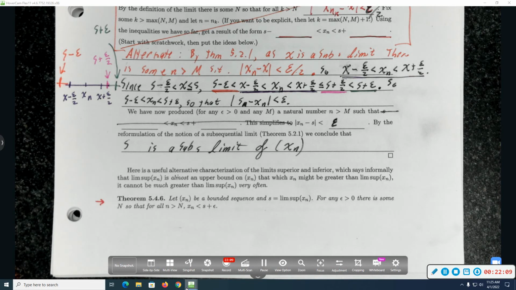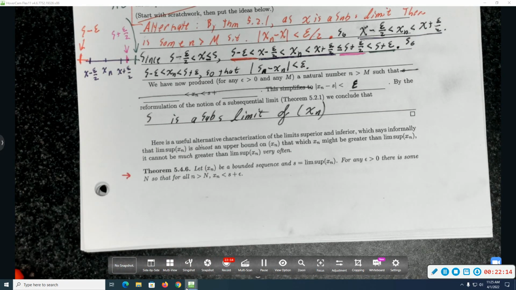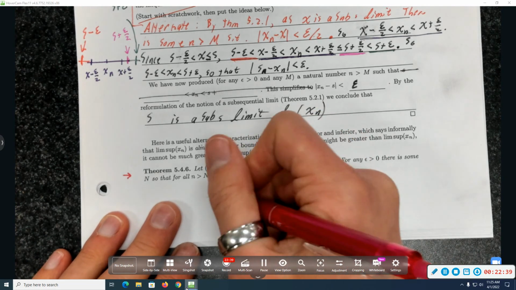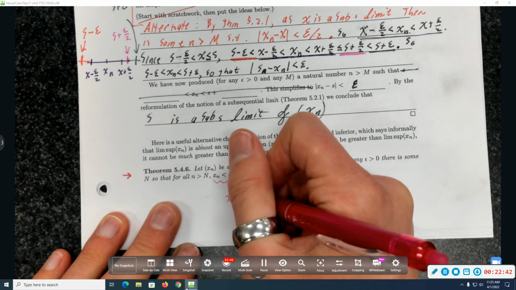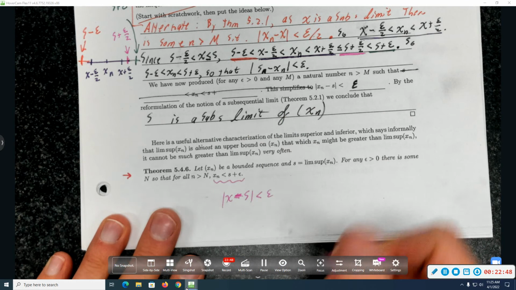Nice. The last claim left in this particular notebook is the following. Let xn be a bounded sequence, and s be the limit superior of xn. It follows that for any epsilon bigger than 0, there is some big N such that for all little n bigger than big N, xn is less than s plus epsilon. So that sounds a little bit like the definition of the limit, right? Right up until the very end. Like if this were actually the limit, then this would want to be like xn minus 0 or something? That's the thing you would actually want there if it was the limit. Oh, yeah.